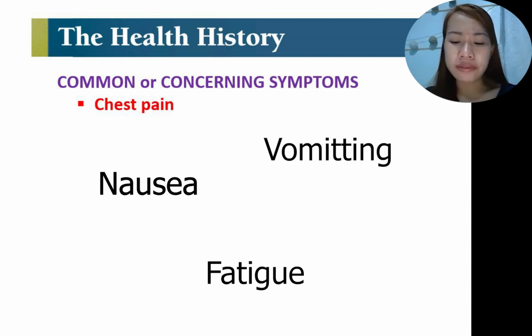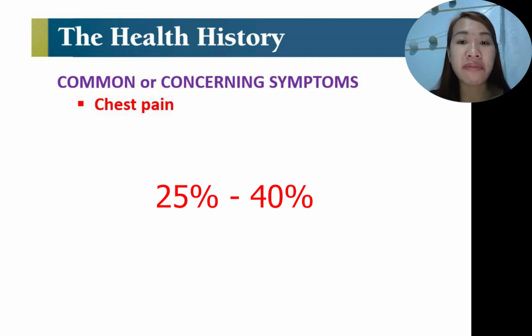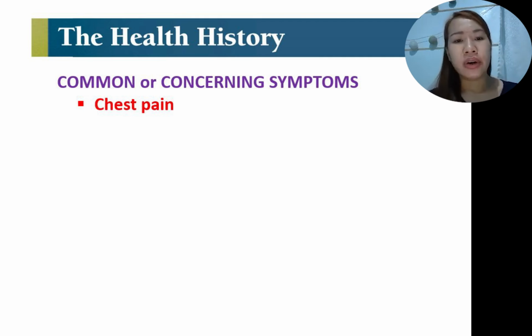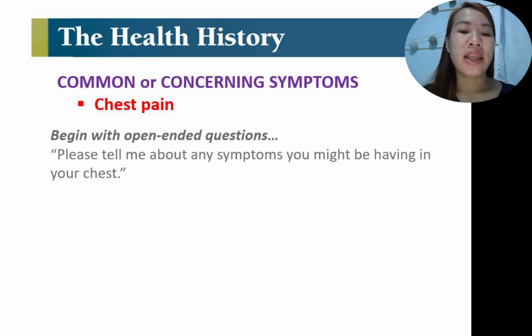So you have to make a careful history, and take note, class, inappropriate discharge of patients with chest pain occurs in about, or results in about, 25% to 40%. So when you become doctors later on, do not immediately discharge a patient who complains of chest pain just because you are already toxic. Okay?